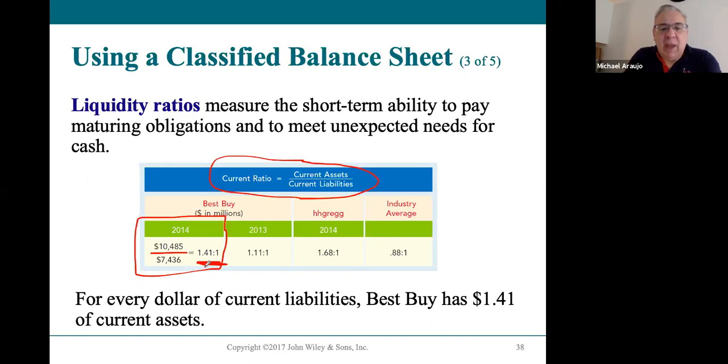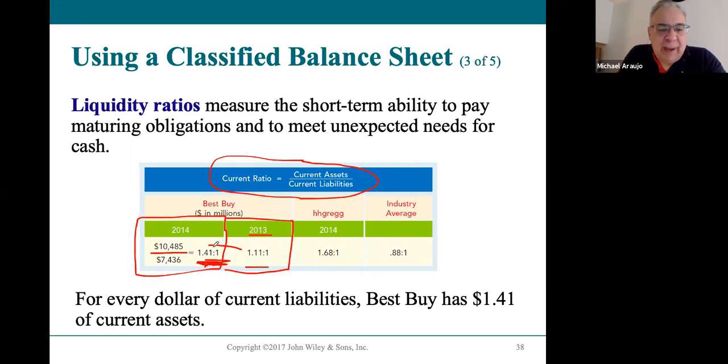Okay. That is better than 2013 numbers. When you looked at 2013 numbers for Best Buy, they had current assets of only $1.11 of current assets to cover every dollar of current liabilities. So obviously, the more current assets there are to cover the liabilities is good.